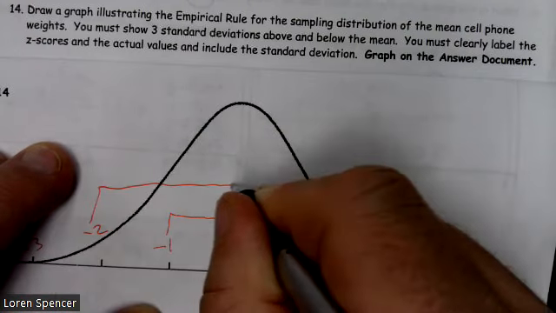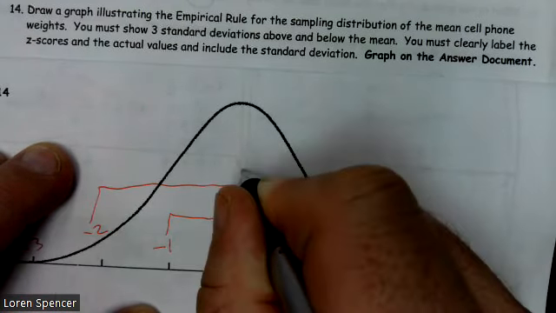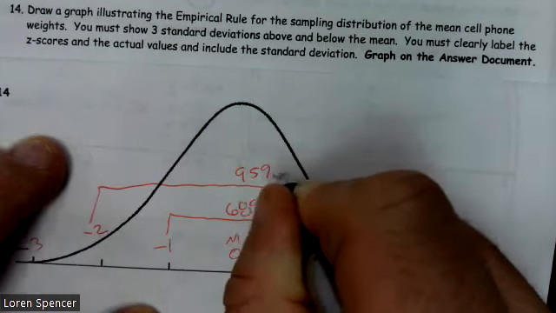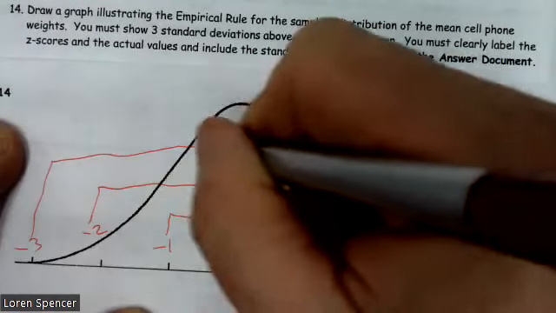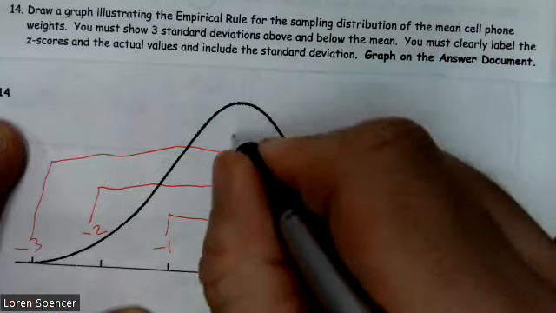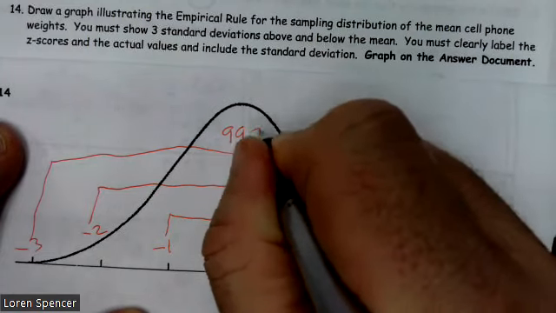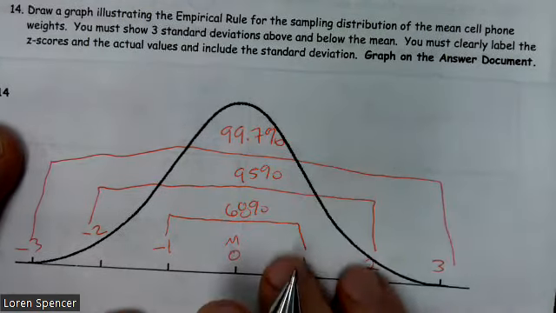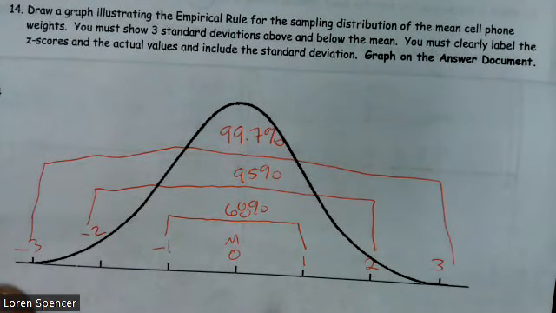We know that this first part right here is 68%. We know that plus or minus 2 is 95%. And plus or minus 3 is 99.7%. So then we need to come to our actual values.